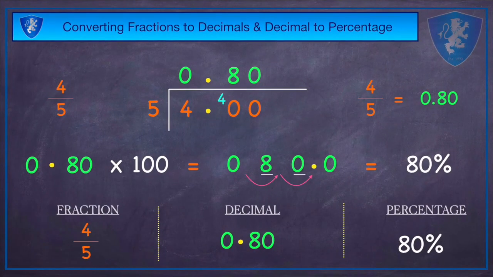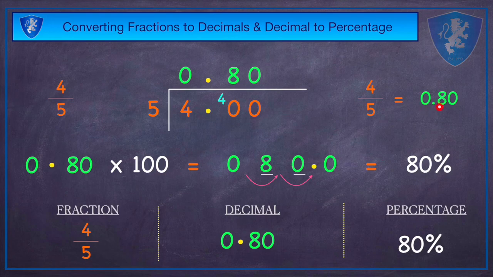5 can't go into 4. I put a 0 there, point. That 4 goes next to a 0, makes it 40 here, next number 40. 5 times 8 is 40, and I put a 0 there. So 4 over 5 is 0.8 or 0.80.